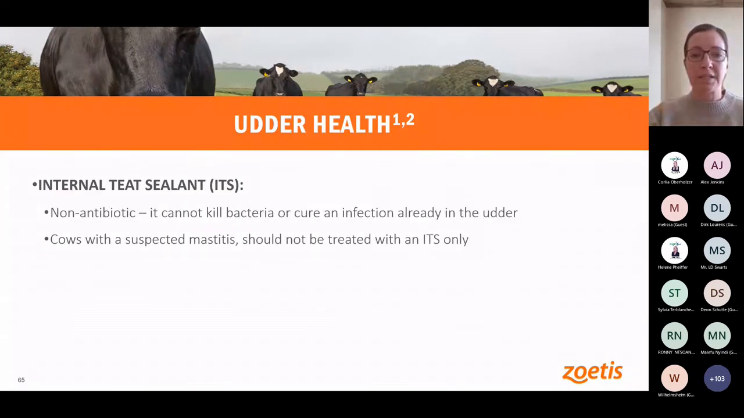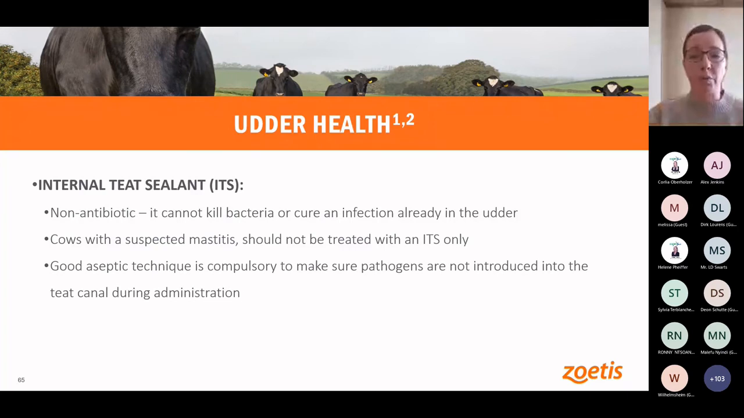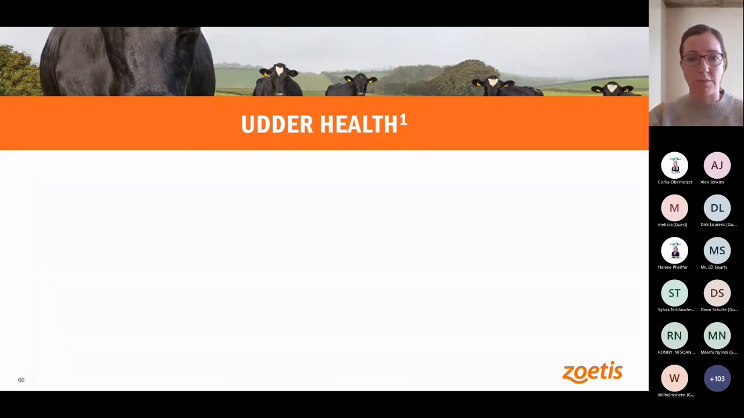Remember, I said it's non-antibiotic, so it cannot kill bacteria or cure an infection that's already in the udder. Therefore, cows with a suspected mastitis should not be treated with an internal teat sealant only. It's also very important that strict hygiene measures and very aseptic techniques are used when you use an internal teat sealant. But actually, this goes for any intramammary. You should be working as hygienically as possible, so that you aren't introducing extra pathogens into the teat canal during intramammary administration.